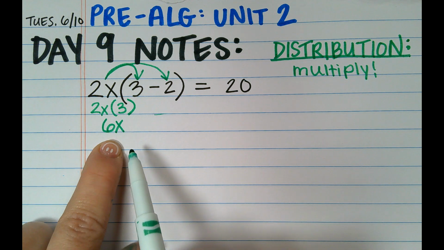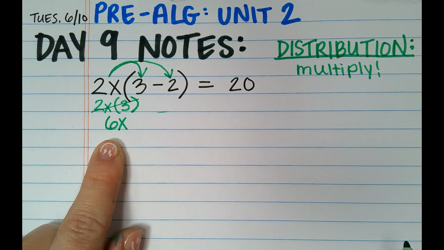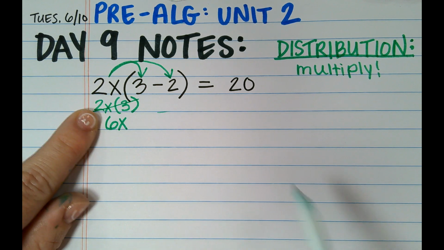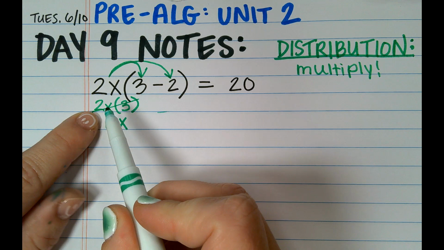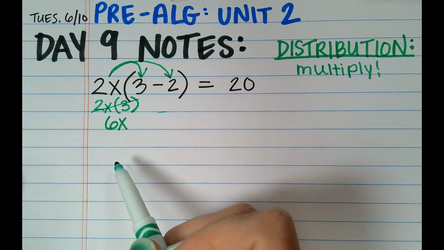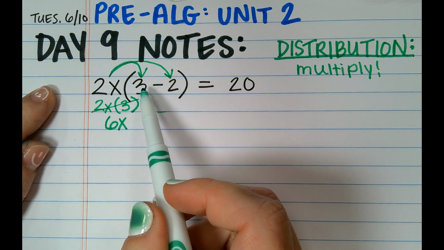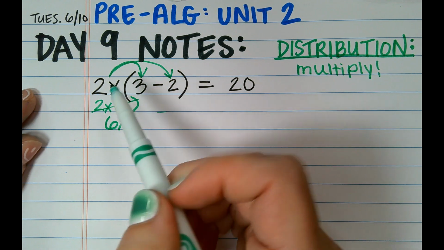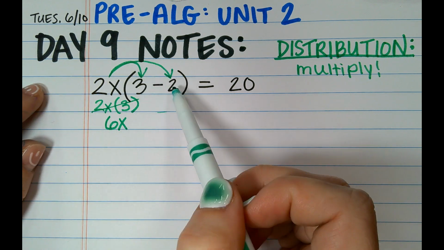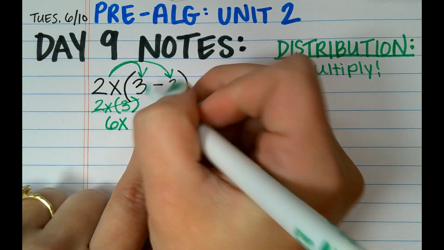So you leave the x, but you don't bring the 2 down. We are multiplying the 2 times 3, and we're carrying that x down. So I've done 2x times 3. What do I do next? The same thing. The same thing, meaning what am I multiplying? 2x times 2.